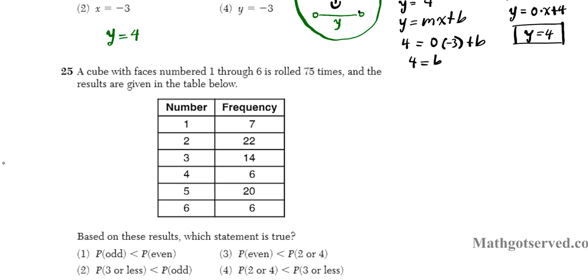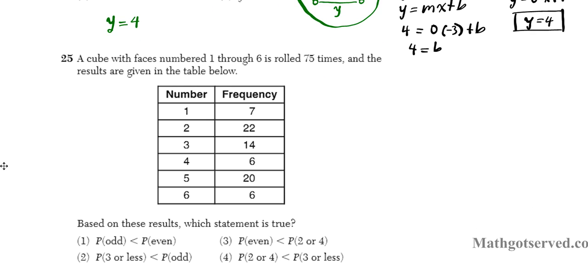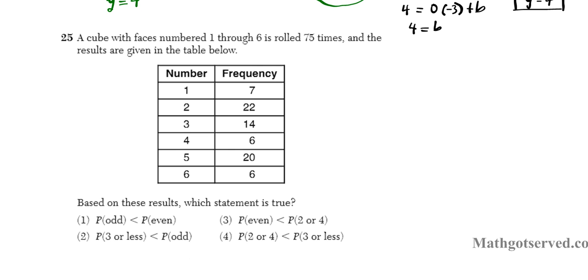Question 25 says a cube with faces numbered 1 through 6 is rolled 75 times, and the results are given in the table below. Based on these results, which statement is true? P odd less than P even, P3 or less than P odd, P even less than P2 or 4, P2 or 4 less than P3 or less. So how about we determine these individual probabilities first, and then we can compare the magnitude of the resulting probability fractions to see which of the statements is true. Alright, so let's compute what these probabilities are.